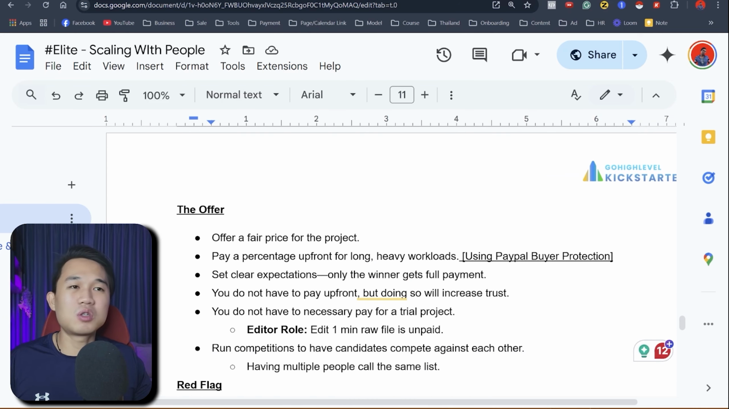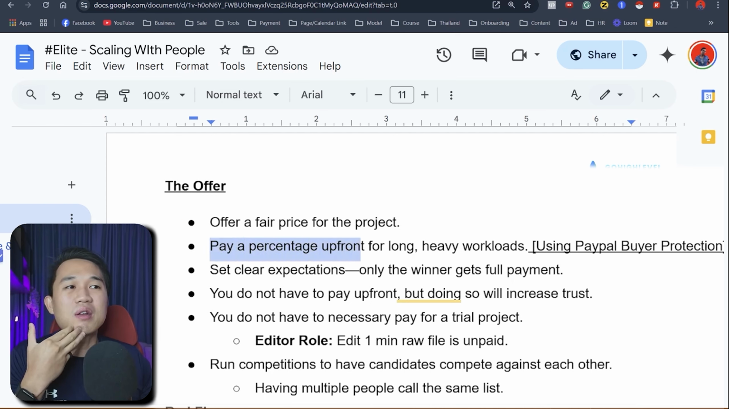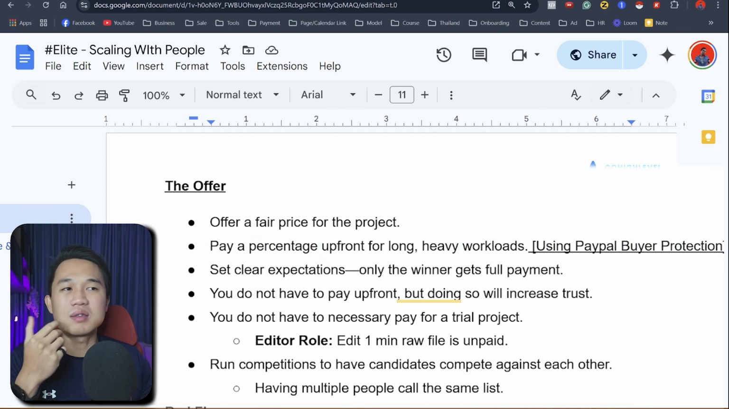When it comes to offering a trial, you want to offer a fair price for projects. You don't want to offer too cheap, otherwise they will think your company is non-legit, stuff like that. And you want to pay a percentage upfront, especially for heavy workload, right? And you want to use PayPal for the protection, rather than a bank transfer, where once it's done, it's done. PayPal always has room to wiggle, right? And you want to set clear expectations: only the winner will get full payment.